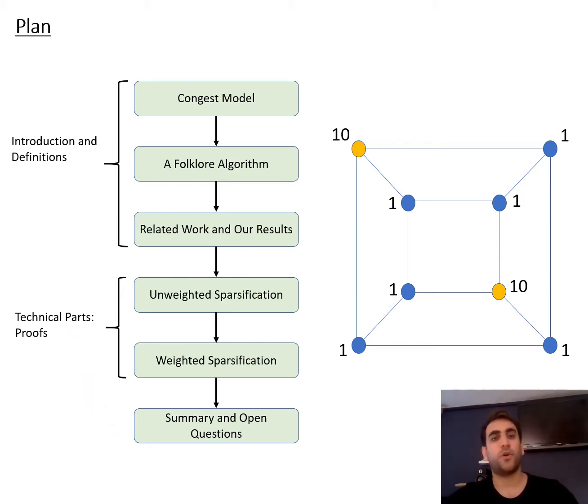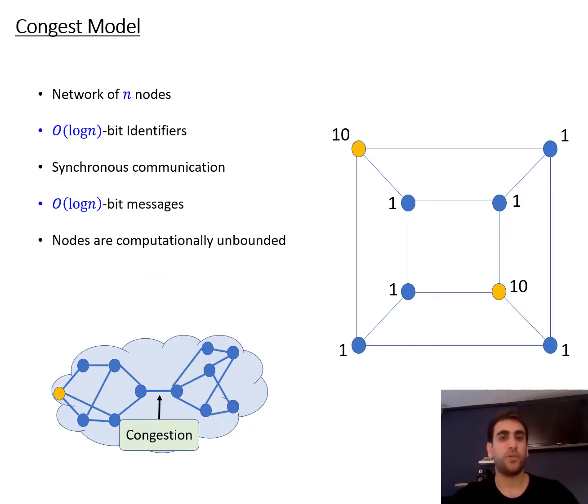So let's start with the CONGEST model. In the CONGEST model, we have a network of n nodes. Each node has an O(log n)-bit identifier. We have synchronized communication rounds. And in each round, each node can send an O(log n)-bit message to each of its neighbors. Okay? And we also assume that the nodes are computationally unbounded. This is because we want to understand the pure challenges of communication. So we assume that any computation at any node can be done for free. So that's the CONGEST model.